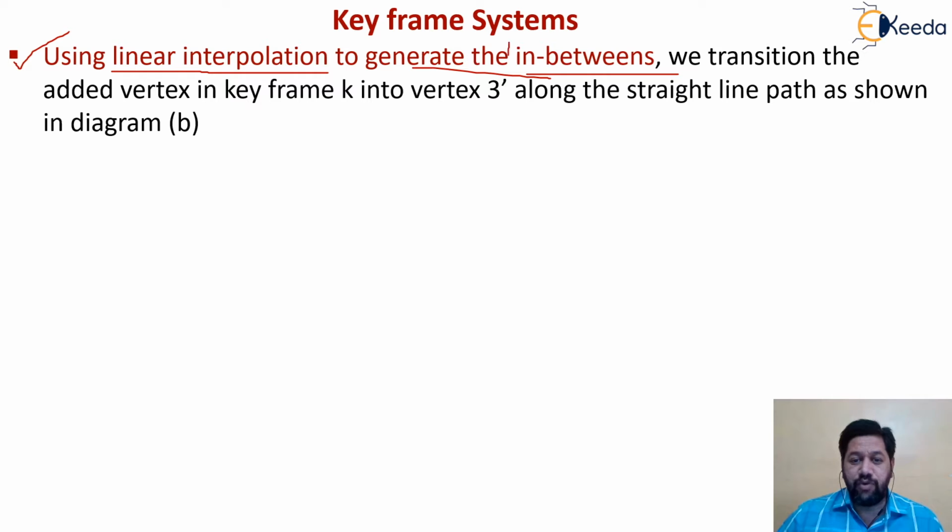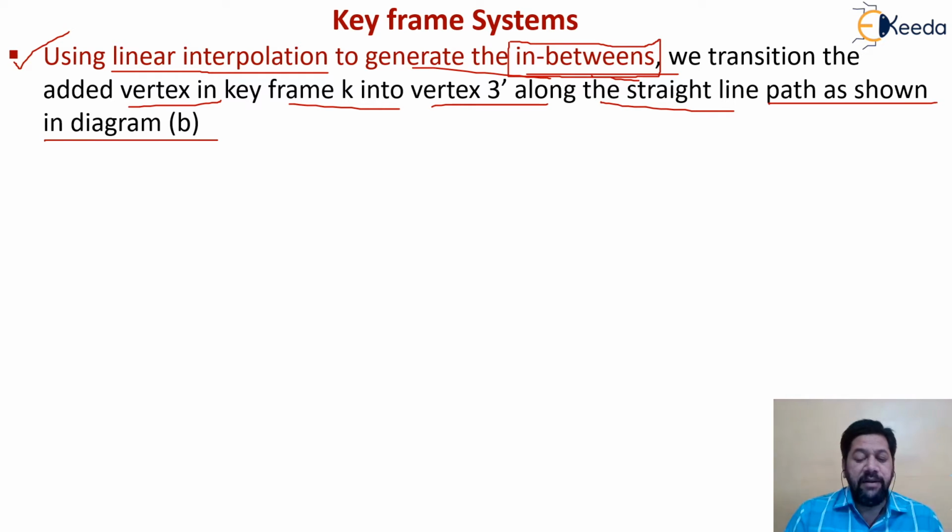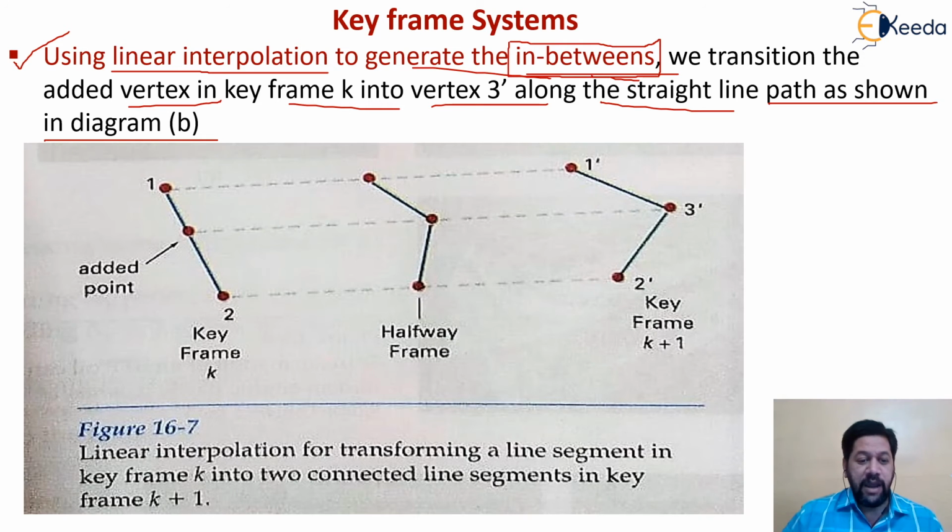I think I just discussed what we have to do: add in between frames. We transition the added vertex in the keyframe K into vertex 3 dash along the straight line path as shown in diagram B. Just consider how I can add the in between frame to achieve this. Here I repeat again: this is my original frame, K frame. I want to convert this object into this particular object, which I call my keyframe K plus 1. From keyframe K to keyframe K plus 1, I want to achieve this conversion.